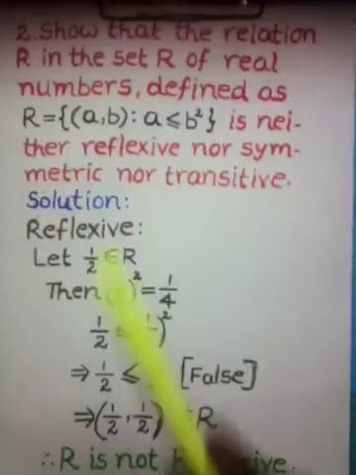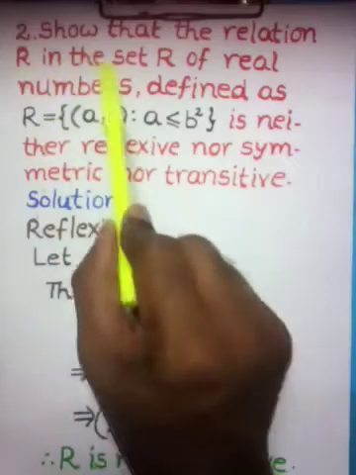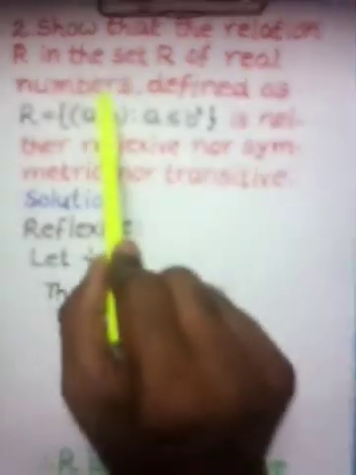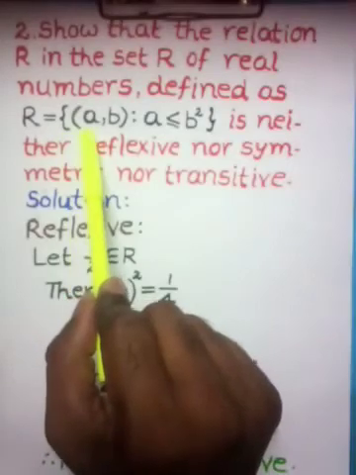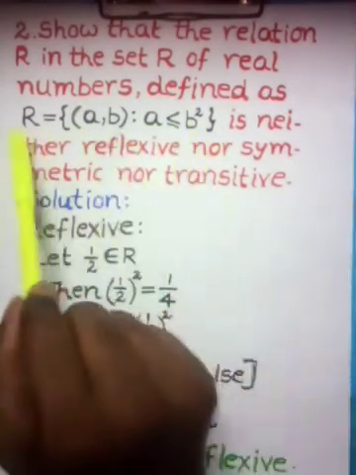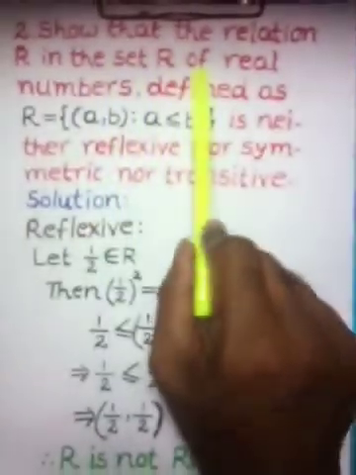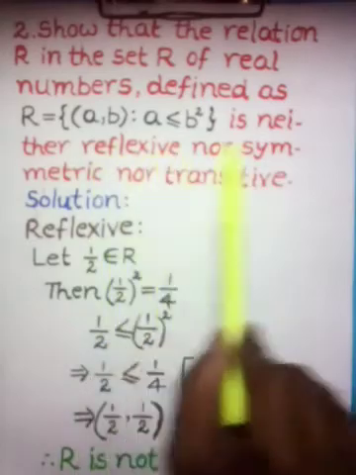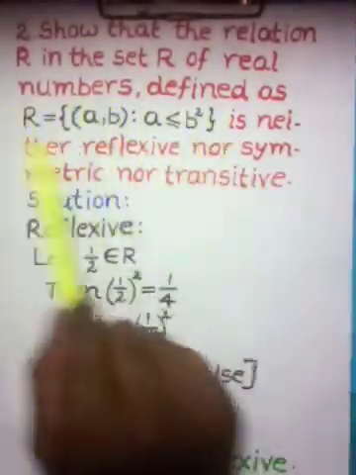Right. Now, see the next question. Question number 2. Show that the relation R in the set of real numbers, defined as R equals the set of all ordered pairs (a, b) such that a is less than or equal to b squared, is neither reflexive nor symmetric nor transitive. We have to show that this relation is neither reflexive nor symmetric nor transitive.